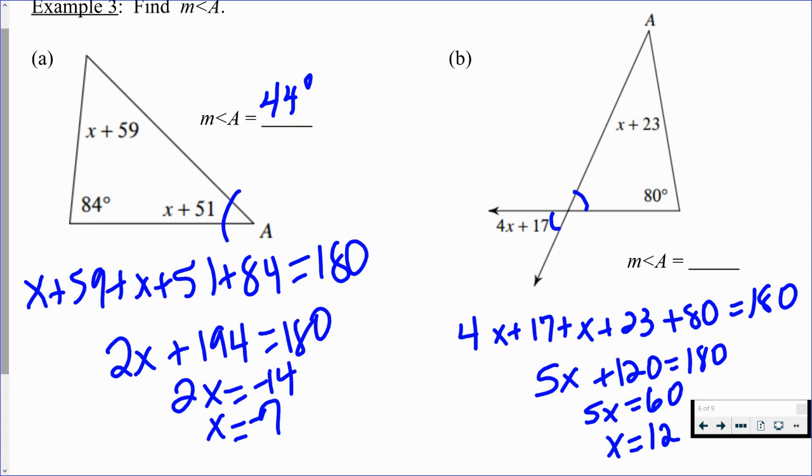Now, notice that this one did not ask us to find the value of x. This one asked us to find the measure of angle A. Notice that angle A is listed as x plus 23. So we want to take 12 plus 23, which would give us 35 degrees. Okay, so we're taking it a bit further that time. We're not just solving for a variable. We were plugging back in for both of those.